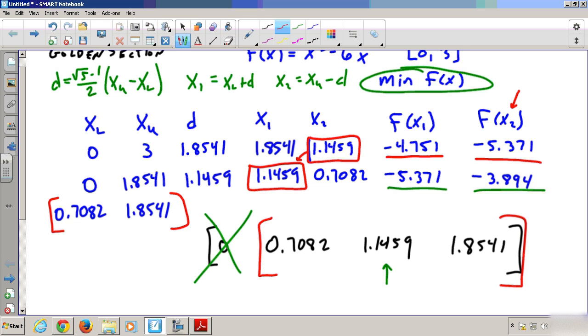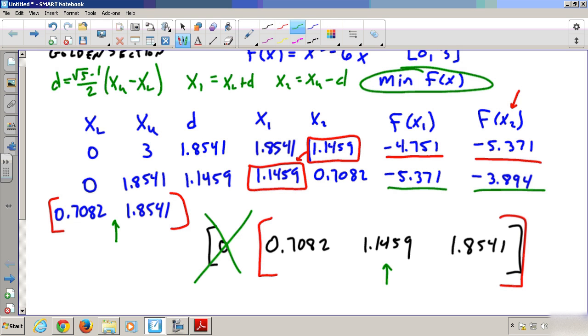Okay? If I tell you that the optimal value is between 0.7082 and 1.8541, and you have to stop right now, what are you going to guess? Well, you're going to guess halfway, because the most error you could have is half the range. If you guess halfway, the worst you could be is half that range, okay?